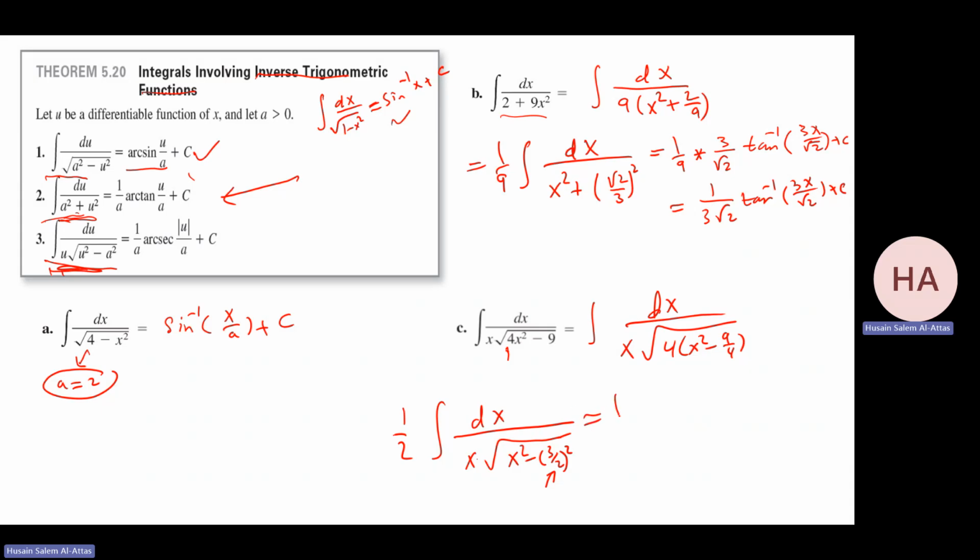So the answer is, I have half outside, 1 over a, that will give me 2 over 3, secant inverse, absolute value of x over a. So that will be x over 3 over 2, so that will be 2x over 3, plus c. No difference, it will not make a difference. That will be 1 over 3 secant inverse of 2 absolute value of x over 3 plus c.